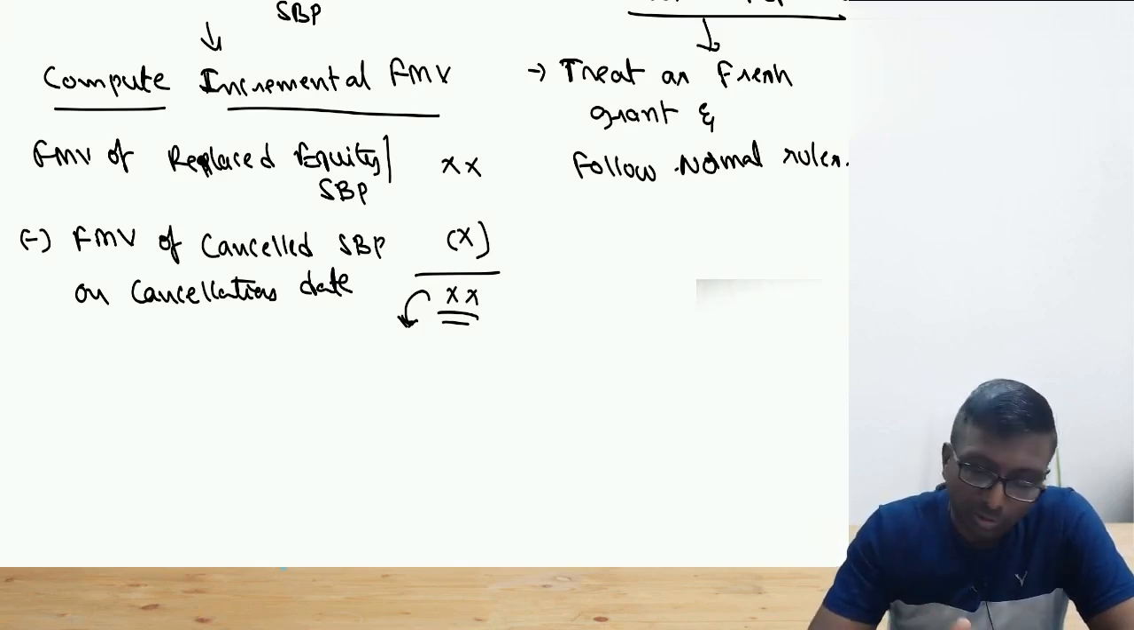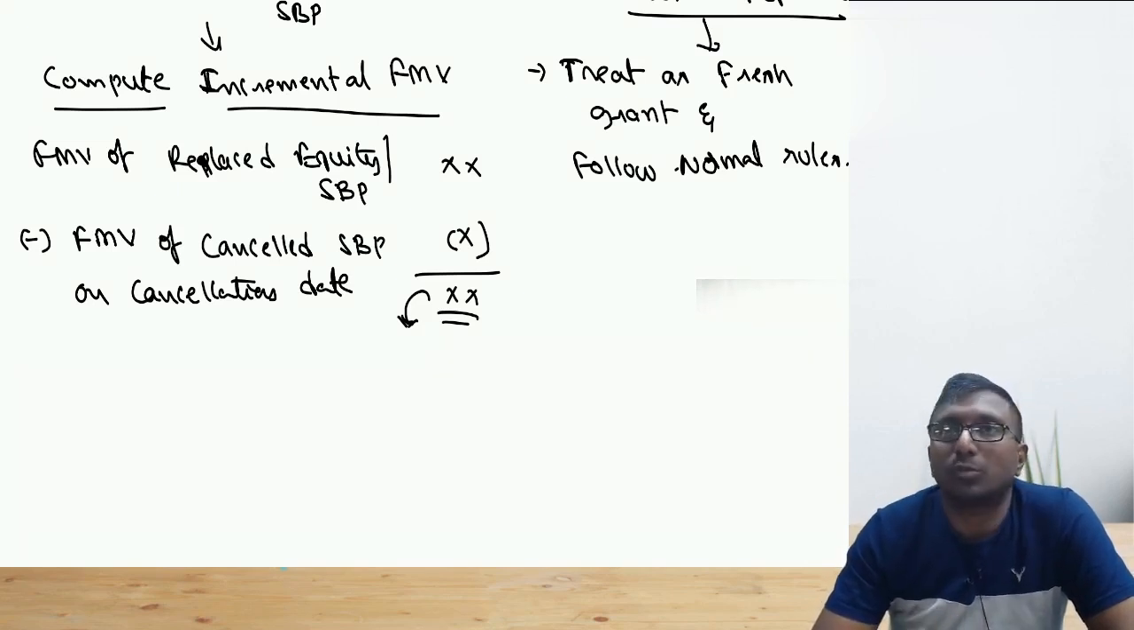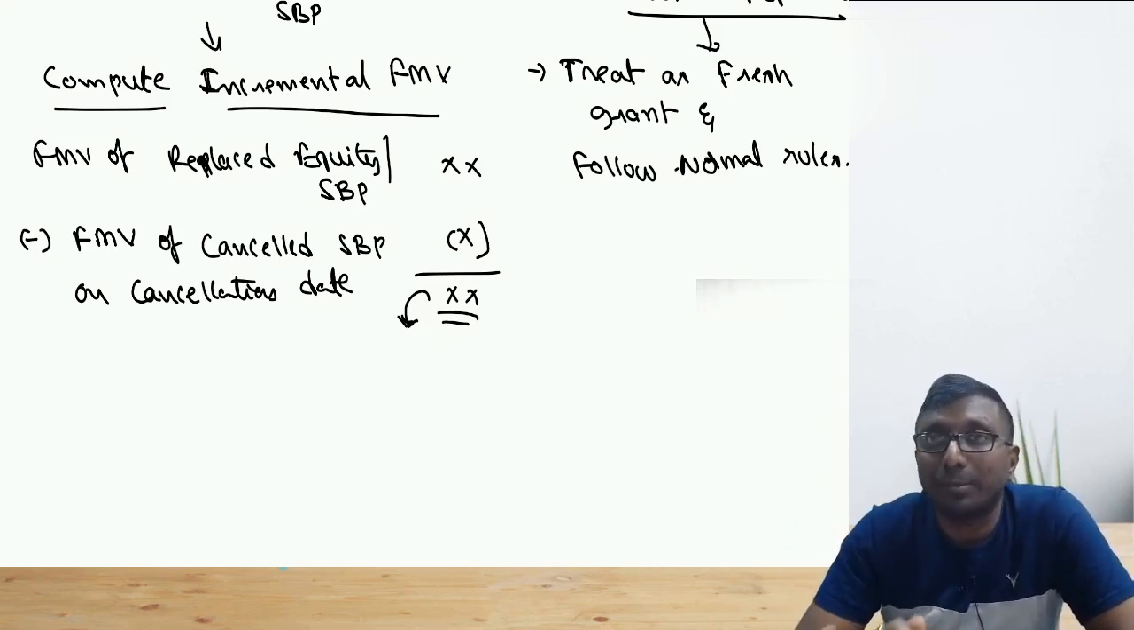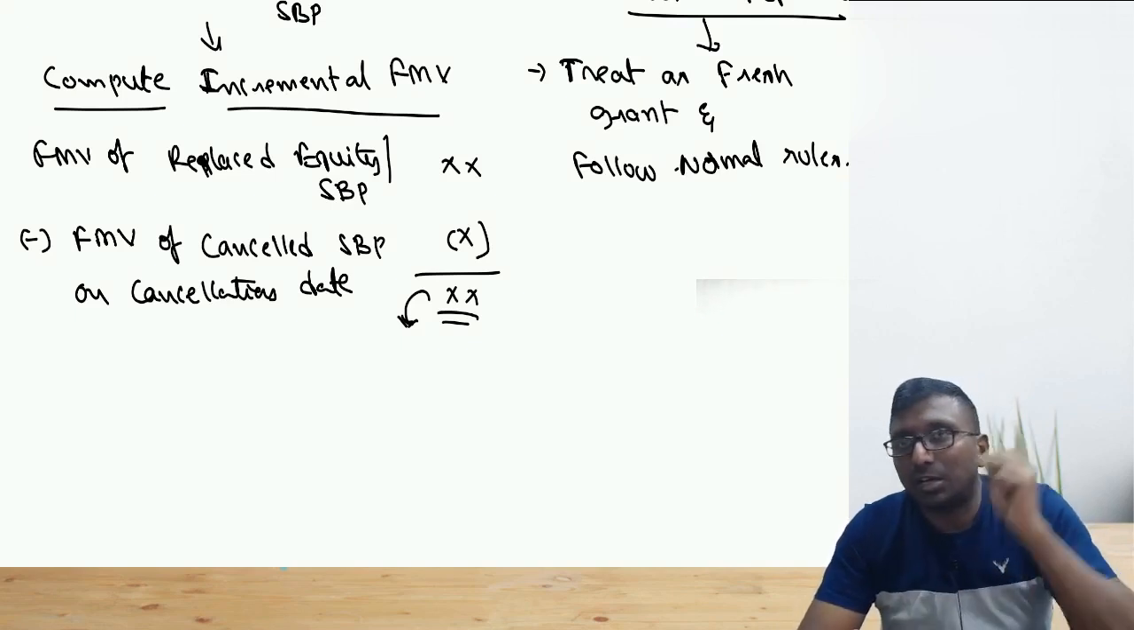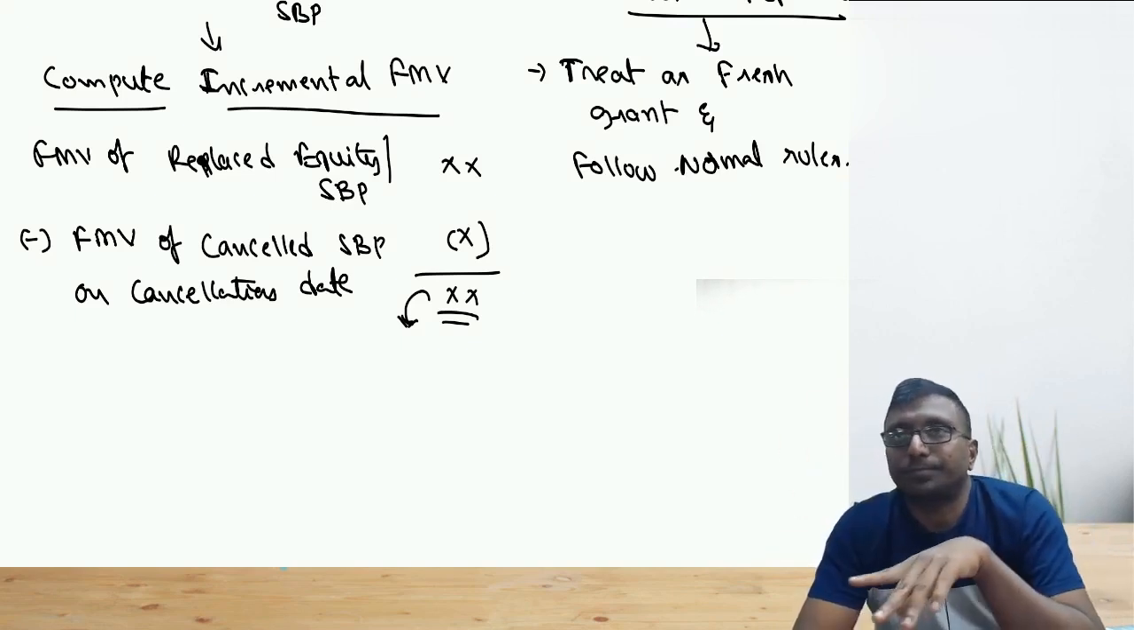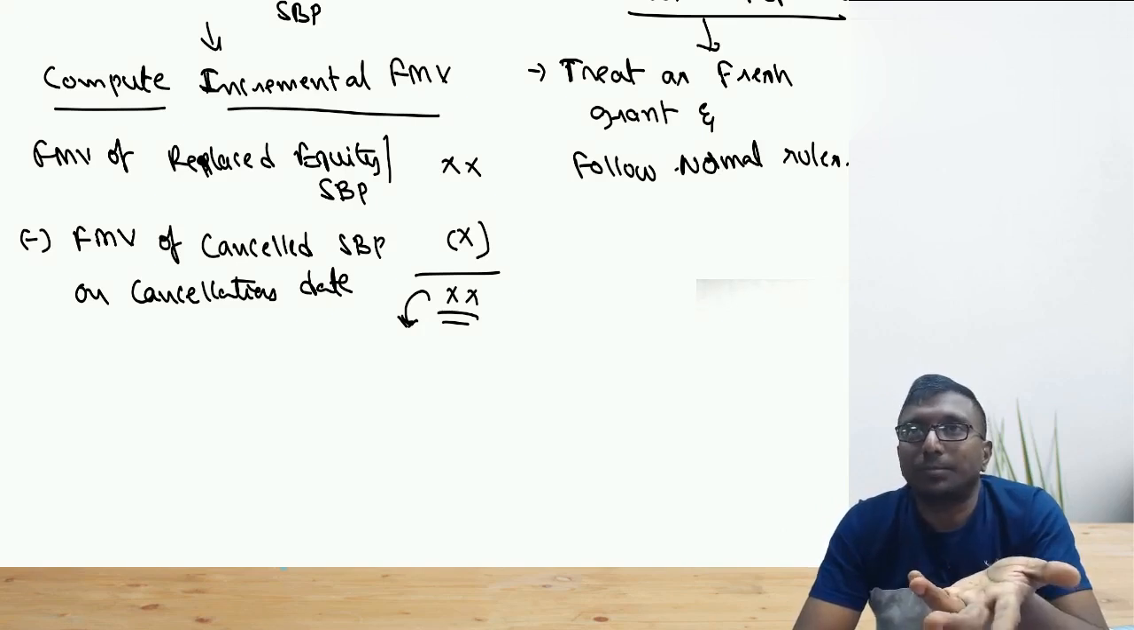Okay? That is also the cancellation date. This is also, first one, second one, both are on the same date. Maybe the terms and conditions are different. Correct. That date, the option is closed. This is a new option that has come. But the fair value of the old option you have to take.